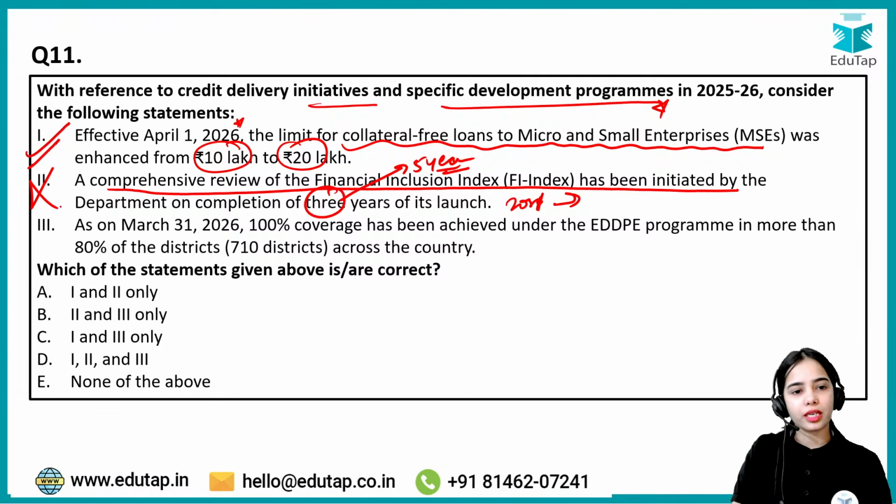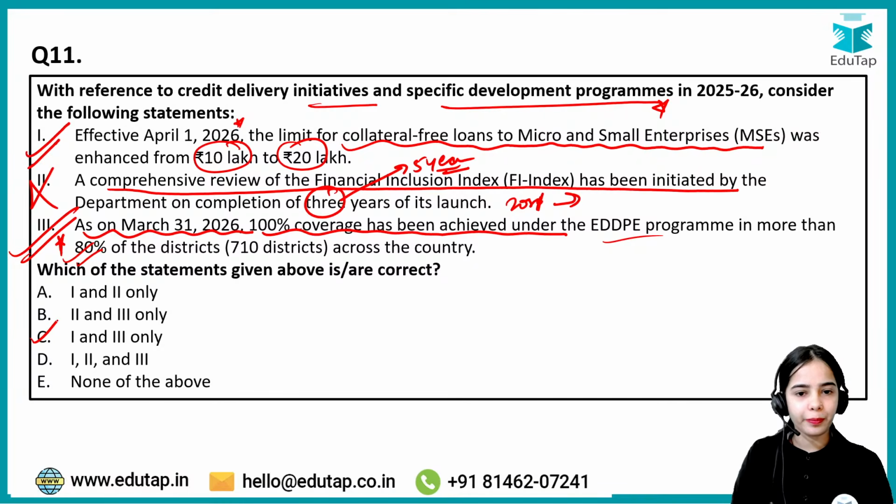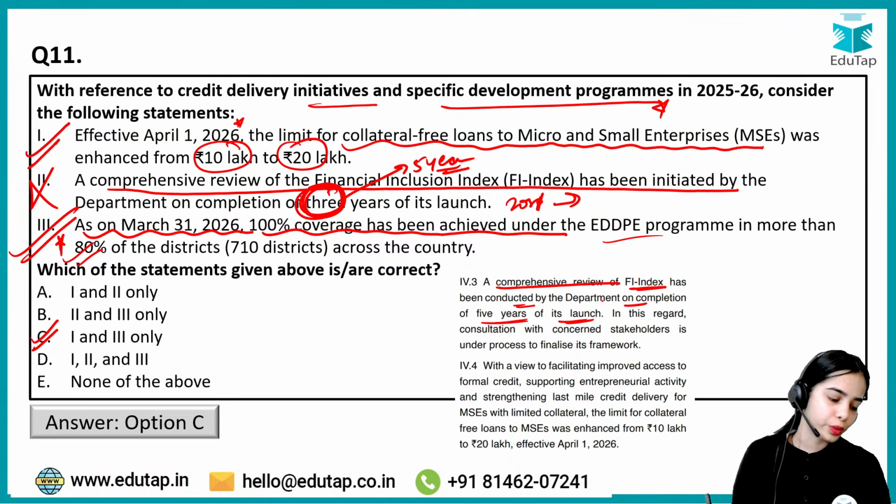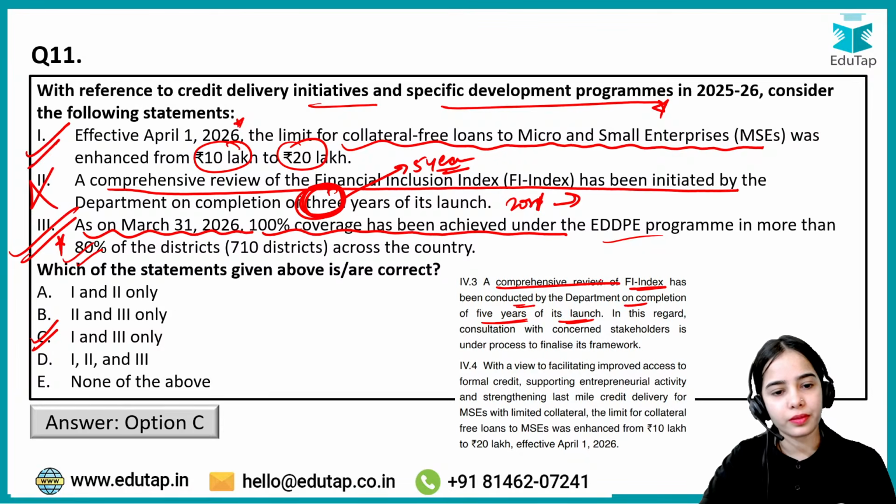So first is correct, second is wrong. As on March 31st, 2026, 100% coverage has been achieved under the program in more than 80% of the districts across the country. So this is also correct. So first and third are correct, so C is the answer. Second is wrong now, because it is not in 3 years, it is in 5 years. A comprehensive review of Financial Inclusion Index has been conducted on completion of 5 years of the launch of Financial Inclusion Index. Okay, so 1 and 3 is the answer.